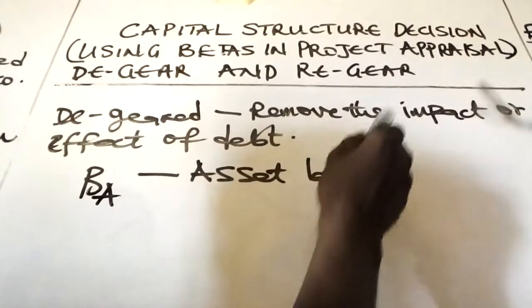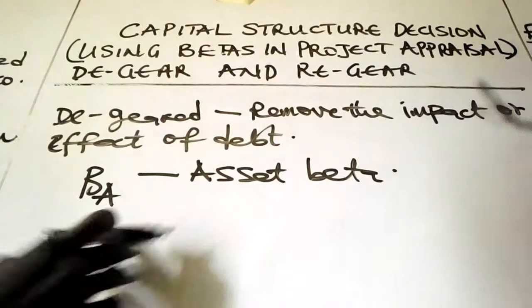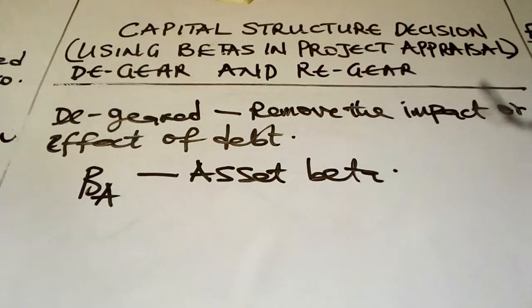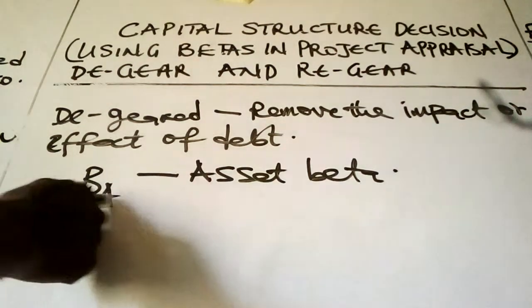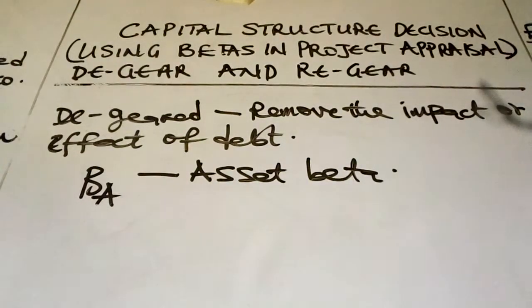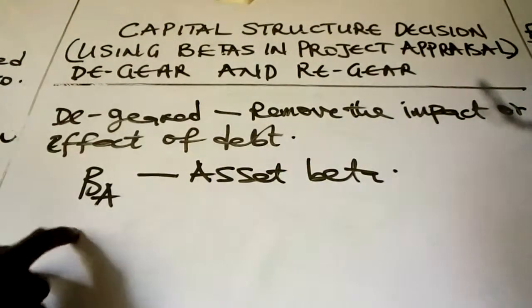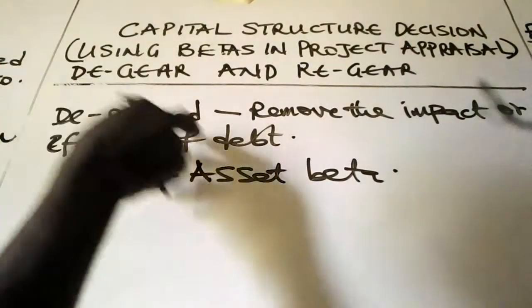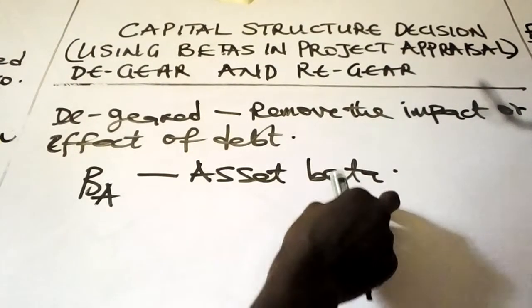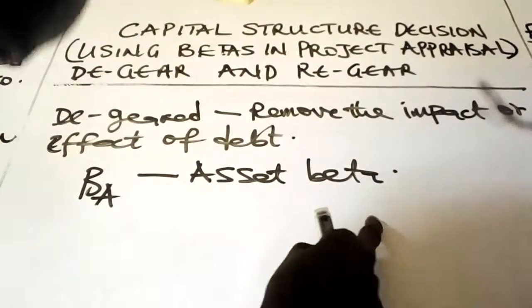I've told you that asset beta is appropriate when the business is faced with only the business risk. Asset beta is for a company's business operation. So you use asset beta for an all equity financed company. So when you degear an equity beta, then you arrive at an asset beta.